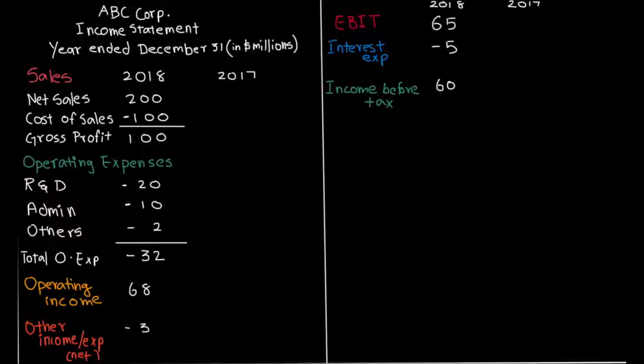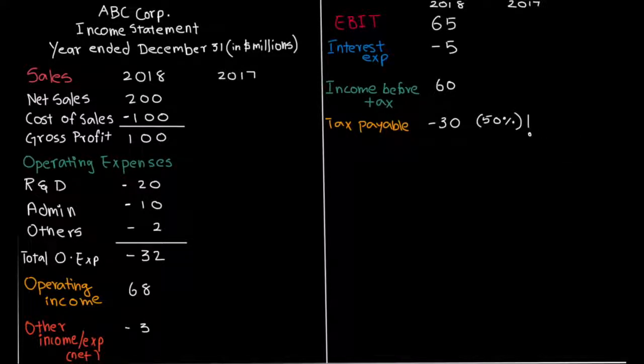So let us just reduce the tax. So let us say we're in a country where we are getting taxed about 50%. So what is 50% of 60? It is going to be $30 million. Okay, let me just change the percentage. 50%. Yes, that is a lot of percentage.